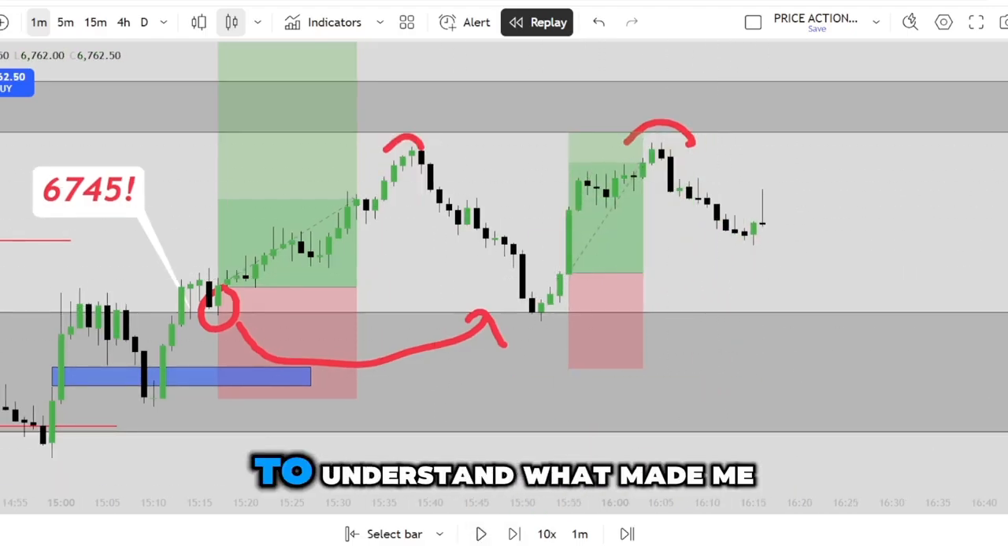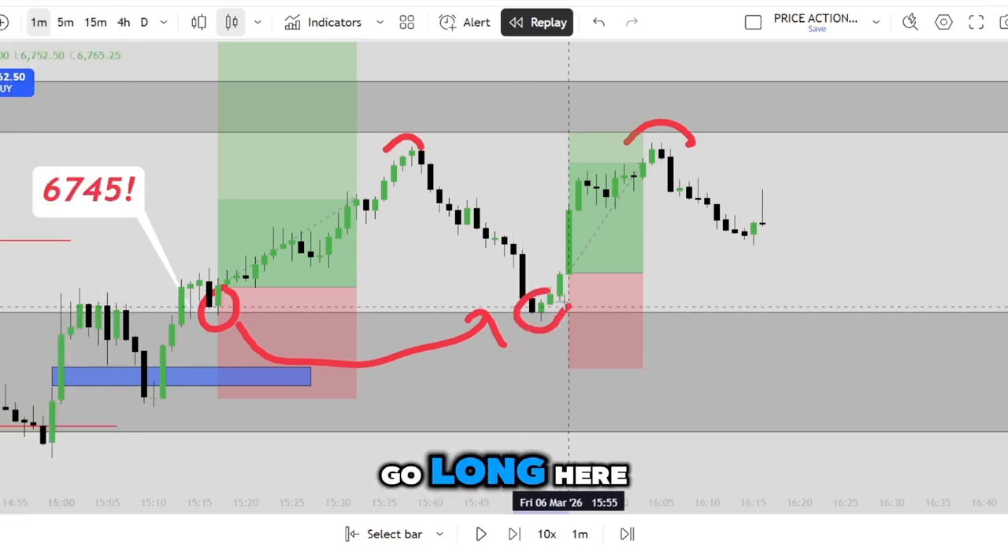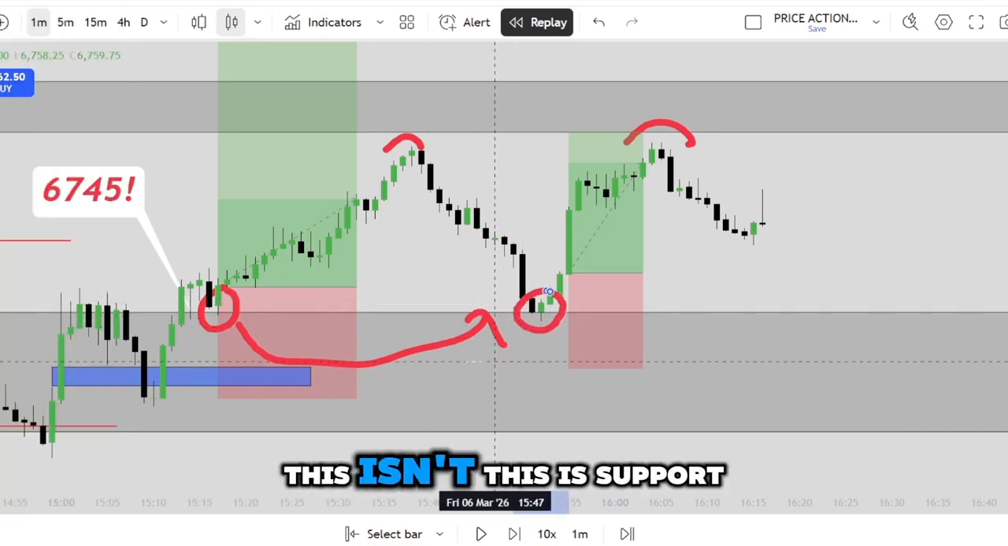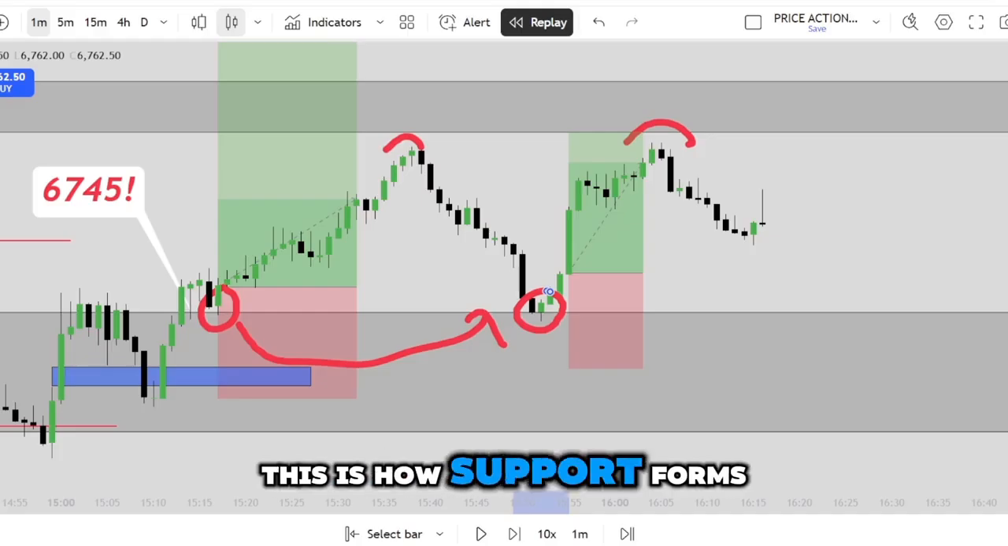So now we want to understand what made me go long here. And it was the same thing. This is support. This is how support forms.